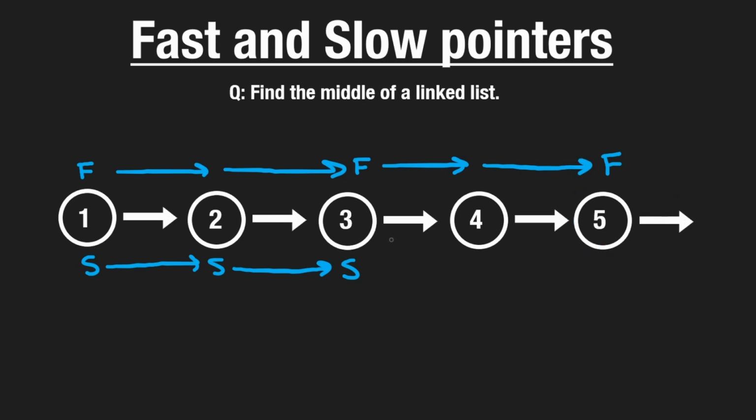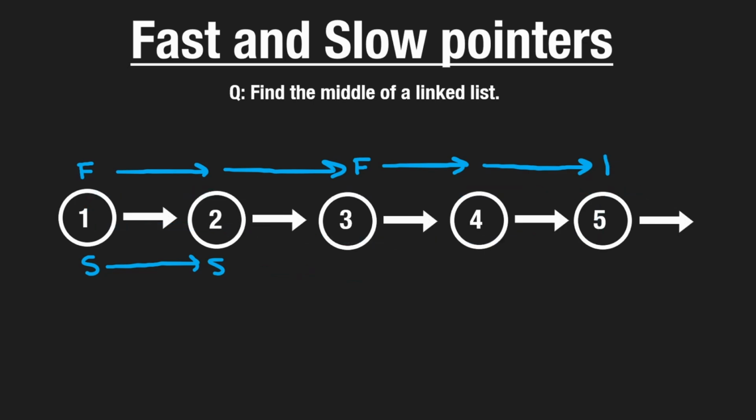Now, you tell me, if the fast pointer traveled the entire length of the linked list, how far did the slow pointer travel, given that it's traveling half as fast as the fast pointer? Well, the slow pointer would have traveled half the length of the linked list. That means by the time the fast pointer reaches the end of the linked list, the slow pointer should be at the middle of the linked list.